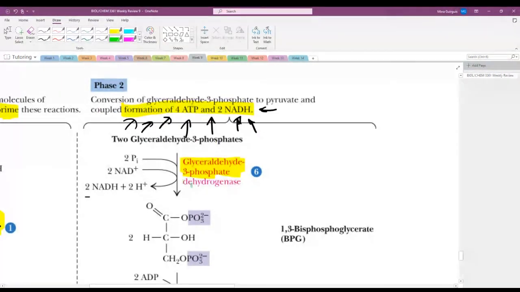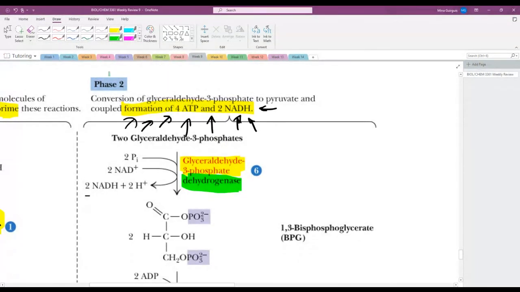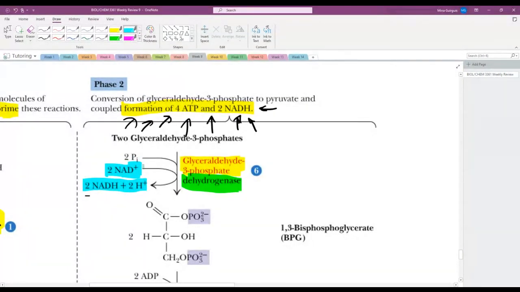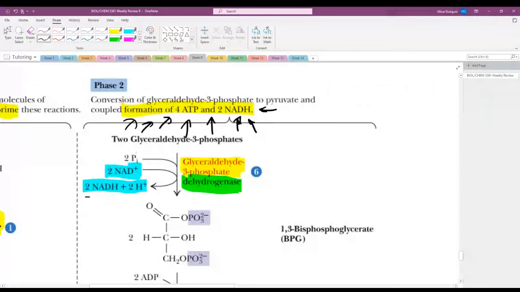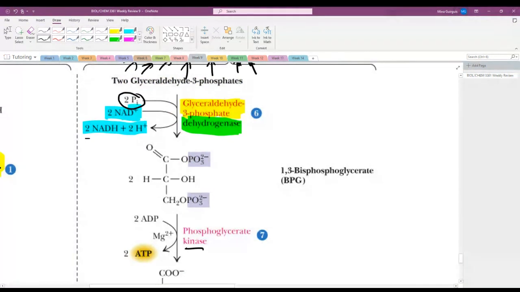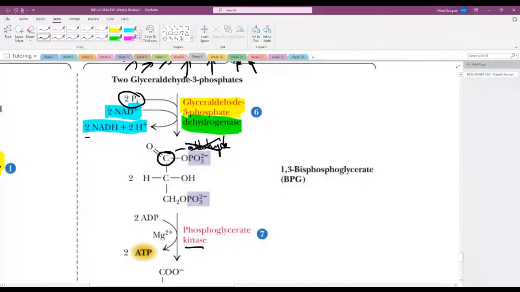A dehydrogenase is going to do a redox reaction in some way. So since it's doing a redox reaction, hey, look at that. We're reducing NAD plus to NADH, and in turn, we're oxidizing G3P. And the way this oxidation works is with the help of this inorganic phosphate, we get over here 1,3-bisphosphoglycerate, okay? So if you notice, this is now no longer an aldehyde. Aldehyde, no, okay? So it's no longer called glyceraldehyde, right?